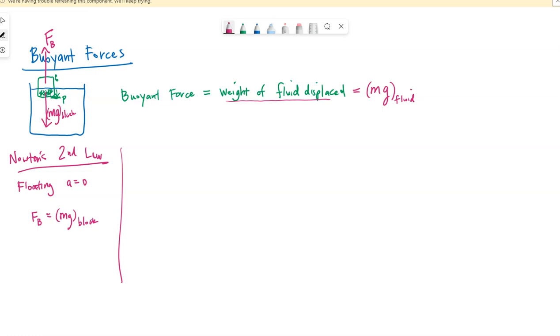So that's just from previous sections. If there's no acceleration, the net force needs to be 0. So the upward force will equal the downward force. So this is the byproduct of just floating. And looking at Newton's second law, I'm going to call this m sub o for the object that is floating.